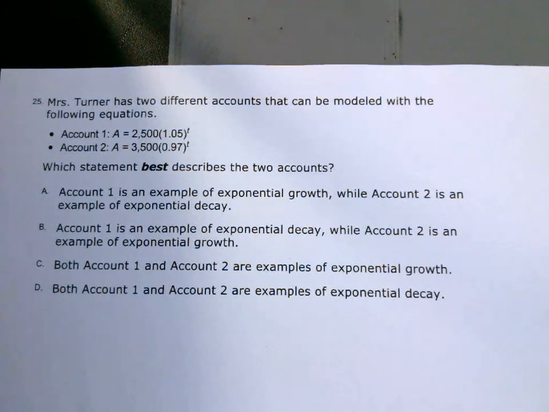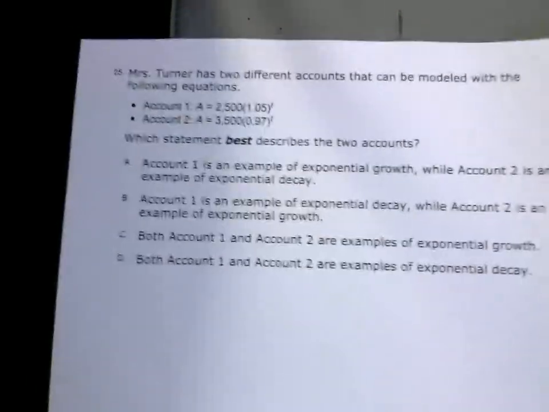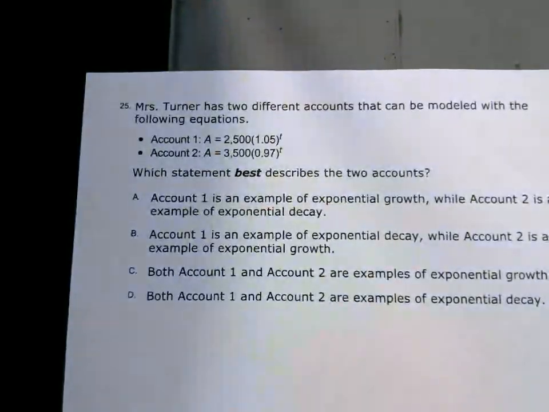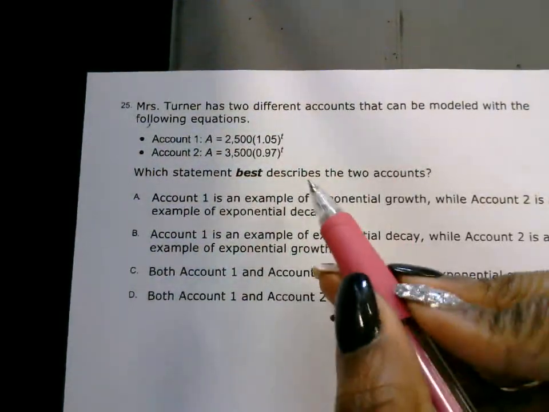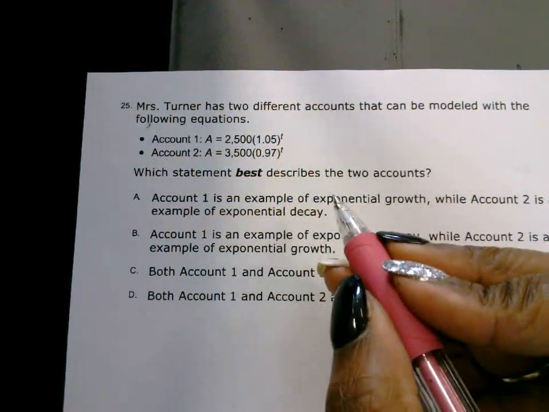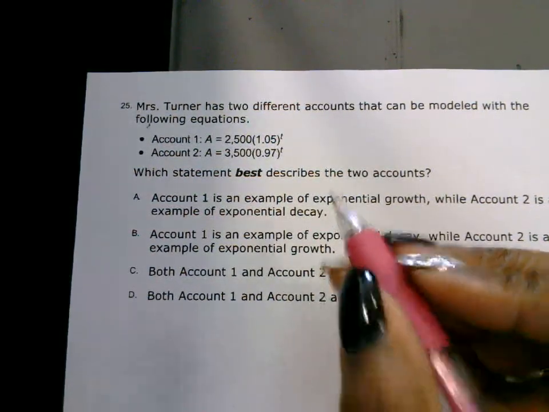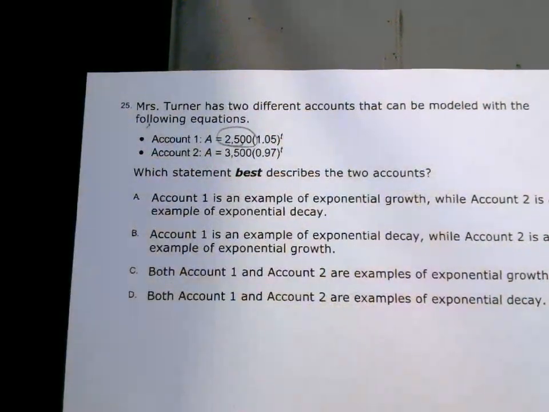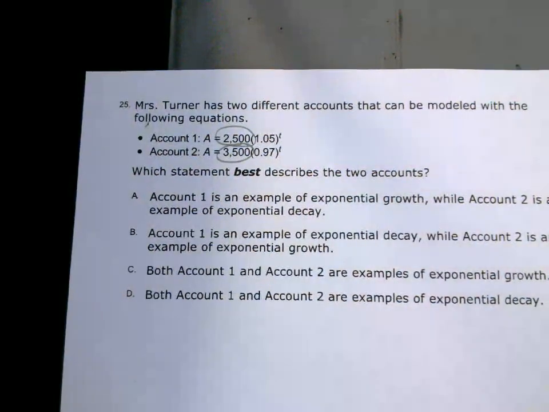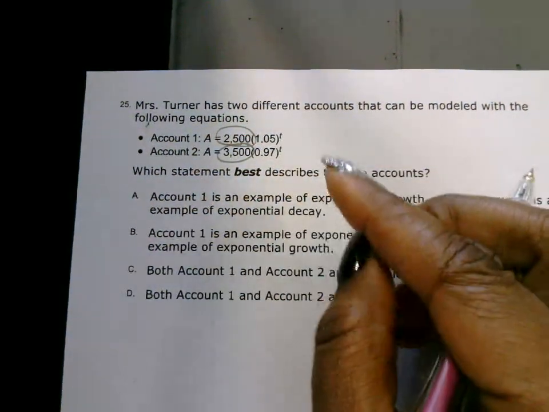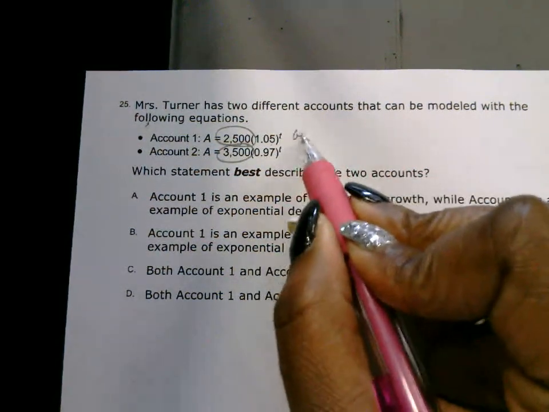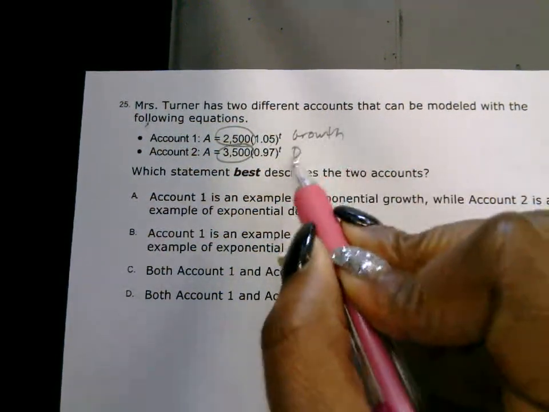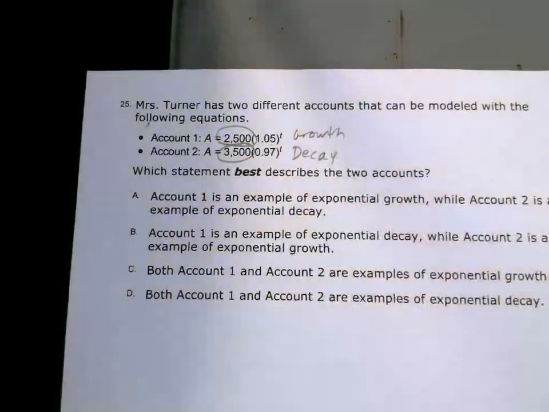All right. So it says Mrs. Turner has two different accounts that can be modeled with the equations. This is the first equation. This is the second equation. What's the starting amount for the first account? Very good. This is the starting amount for the first account. What's the starting amount for the second? 3,500. Okay, very good. Which one is which? What kind of function is the first one? This is growth. What's the second one? This is decay. So one is increasing and one is decreasing.